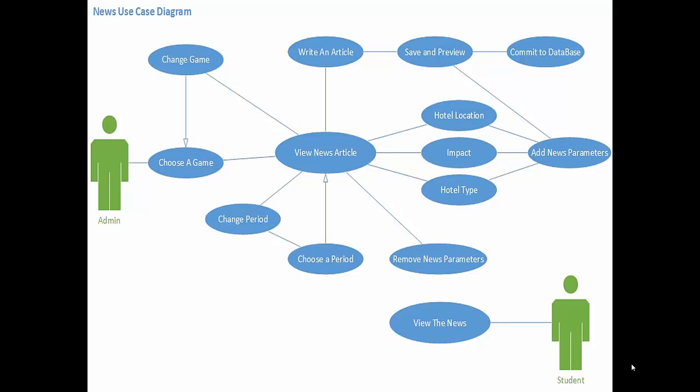Here we have the news article use case diagram. Two actors here are the admin and the student. The admin chooses a game, chooses a period for the news article, writes an article, and then saves the article to the database with the impact for hotel location and hotel type. The student actor in this diagram can view news.